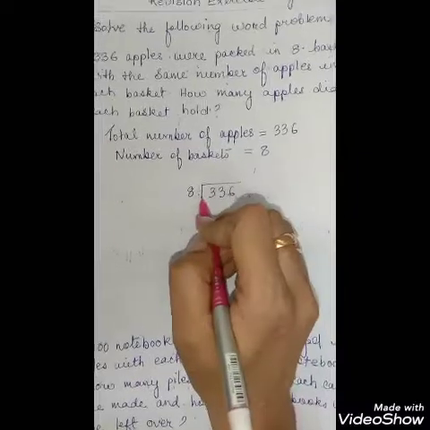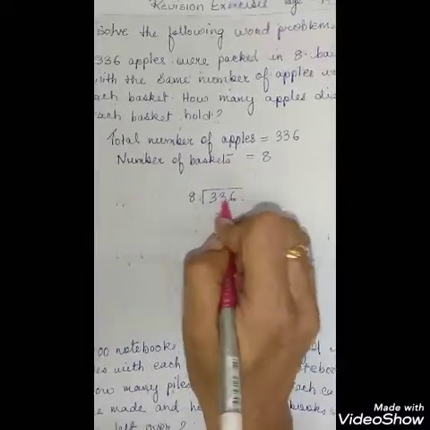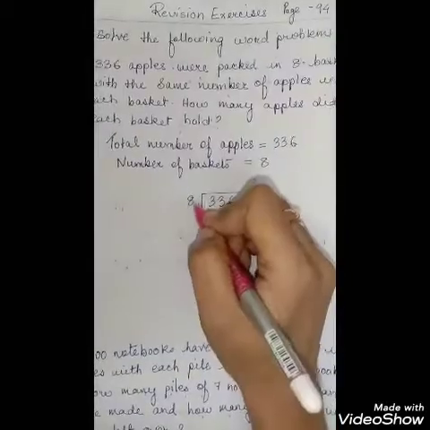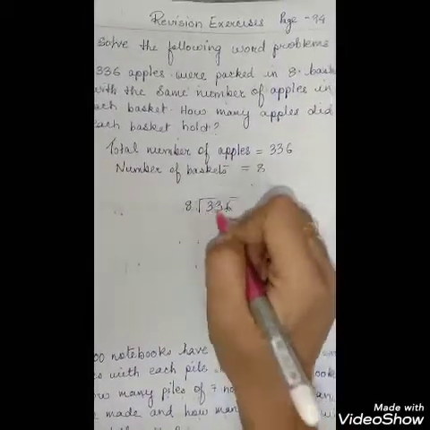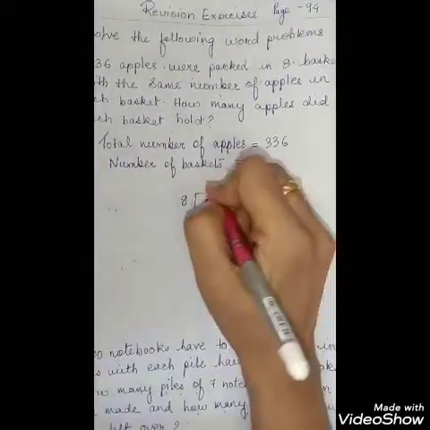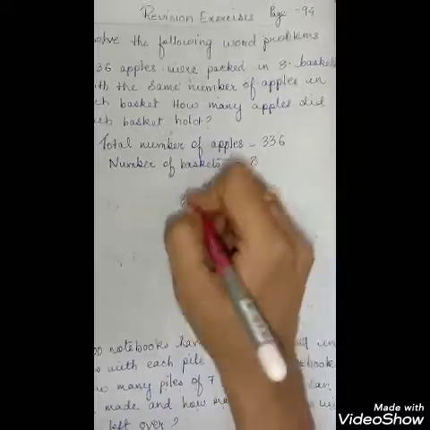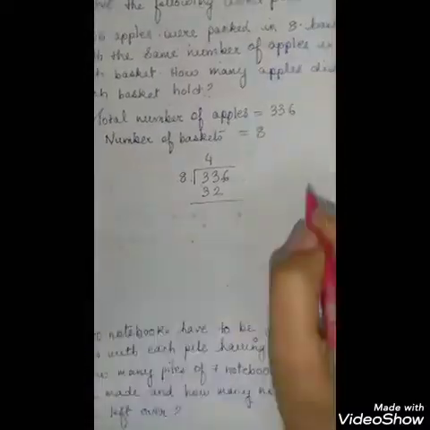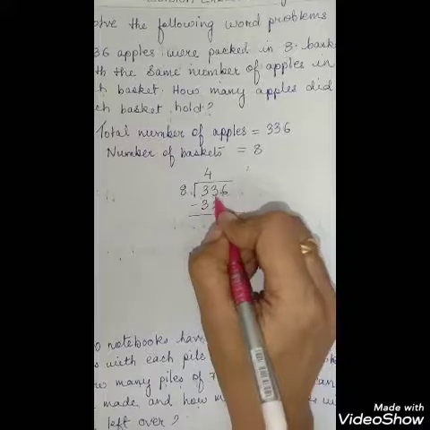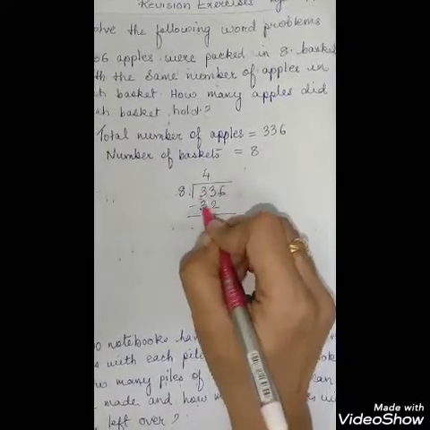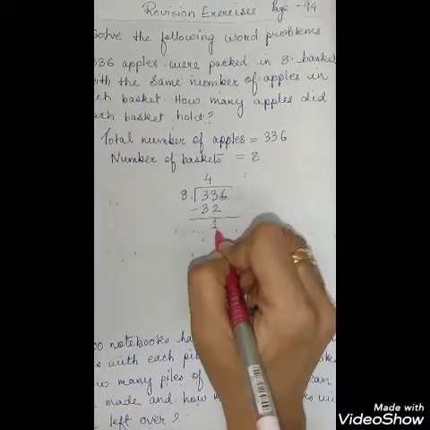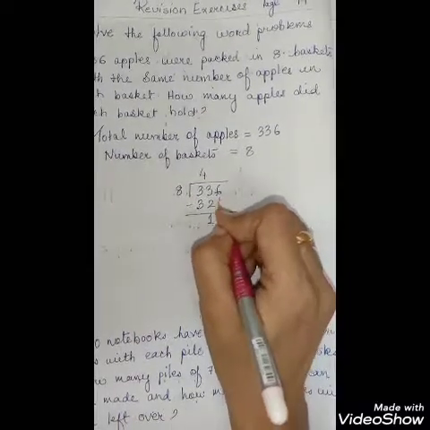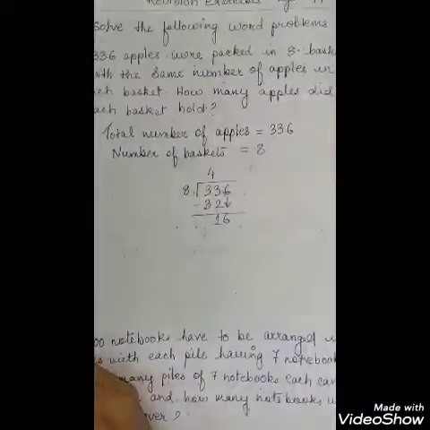So, we'll start the division now. First 2 digits I'll take for division. So, first I will see how many times 8 goes in 33. 4 times 8 is 32. Now, subtract: 3 minus 2, 1. 3 minus 3, 0. So, 1 is smaller than the divisor. So, we cannot divide. We have to bring down the next number, that is 6, making 16.